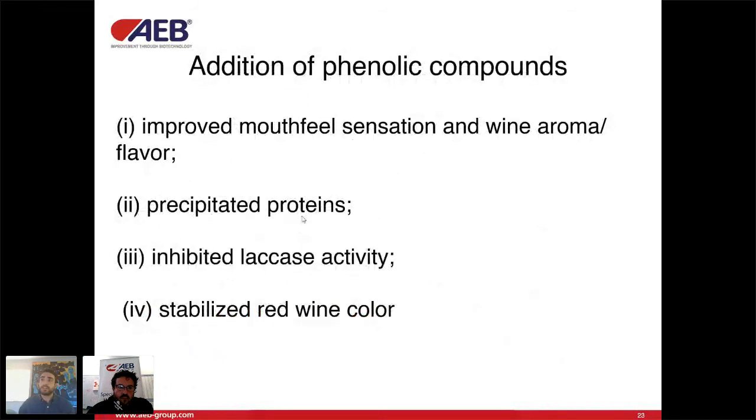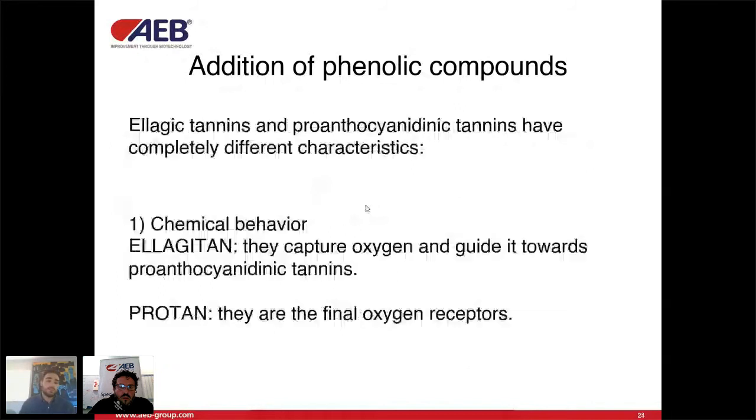So the first thing is a product that adds phenolic compounds to the wine, and this addition of phenolic compounds can improve the mouthfeel and the wine aromas, and can help precipitate the protein. They can inhibit some undesirable enzymes, and they can help stabilize the red wine color too. To understand how you can use different products, you have to understand how they behave differently.